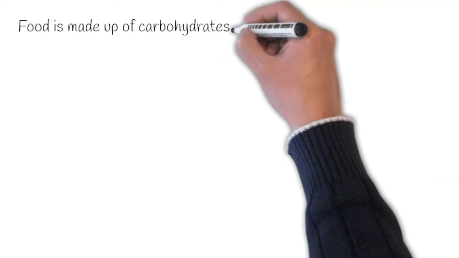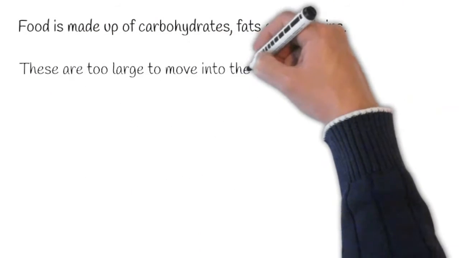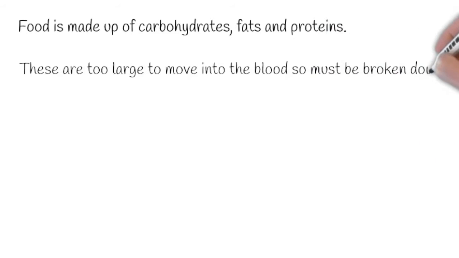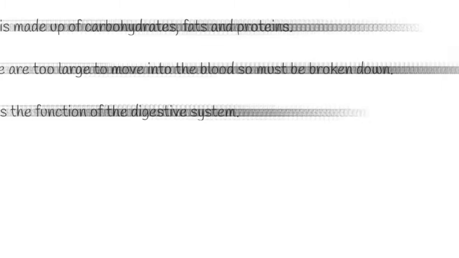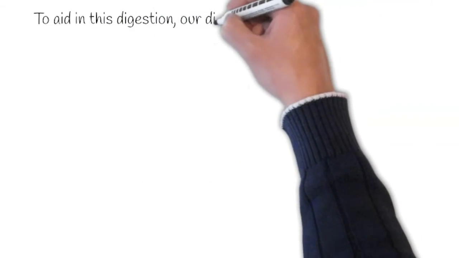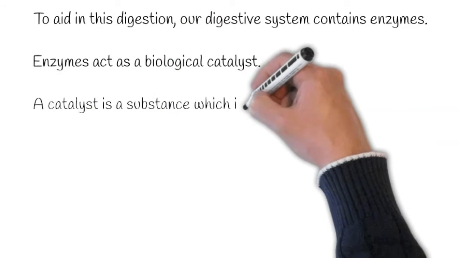Food is made up of carbohydrates, fats, and protein. These are too large to move into the blood, so must be broken down. This is the function of the digestive system. To aid in this digestion, our digestive system contains enzymes. Enzymes act as a biological catalyst.